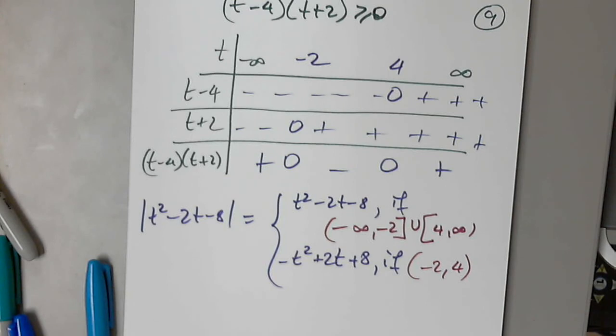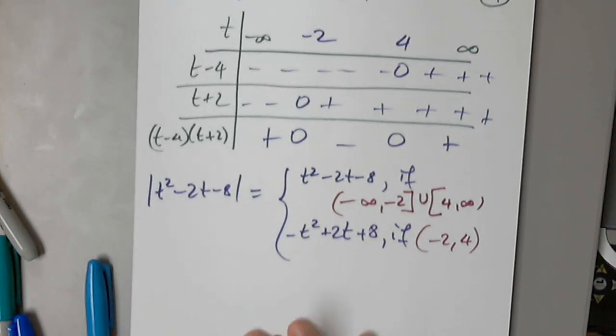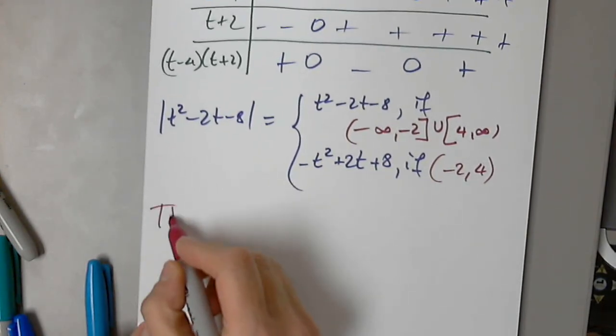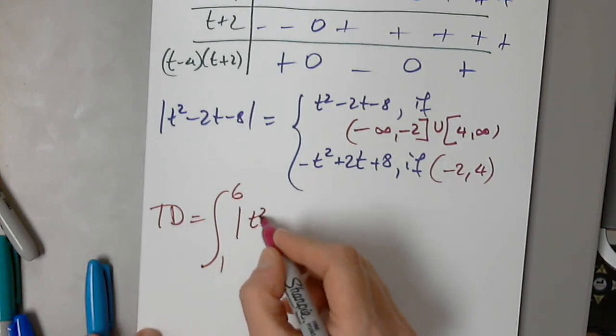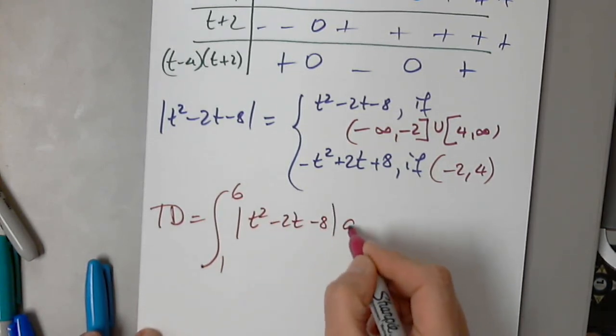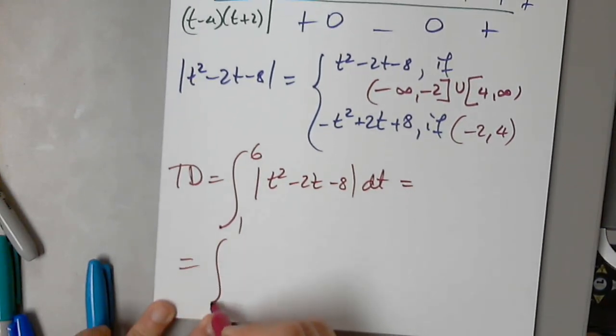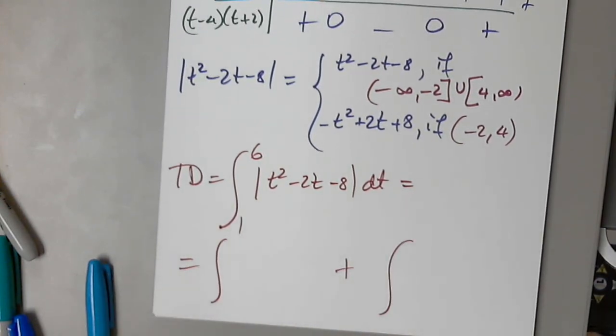This was just a preliminary work to find the integral. We haven't even started the integral. But now we are ready. So we want to find the total distance as the integral from 1 through 6 of the absolute value of t squared minus 2t minus 8 dt. And it's obviously, since the function is a piecewise defined function, it cannot be just 1. Unless 1 through 6 is only found in one of the two.